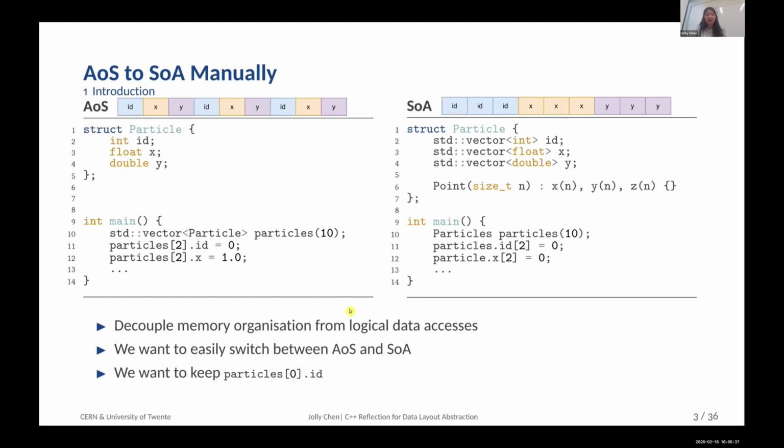So what we want here is to decouple the memory organization from the logical data access so that we can easily switch between the AOS and the SOA. And then we also want to keep an intuitive access style, which in this case is the AOS style of accessing.